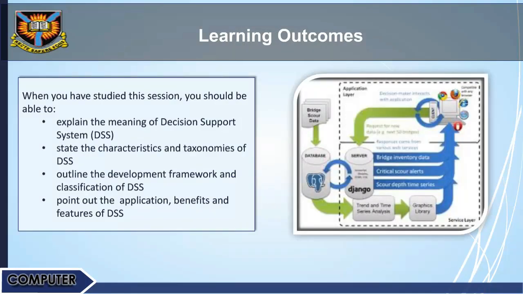Learning outcomes. When you have studied this section, you should be able to explain the meaning of Decision Support System (DSS), state the characteristics and taxonomies of DSS, outline the development framework and classification of DSS, point out the application, benefits, and features of DSS.